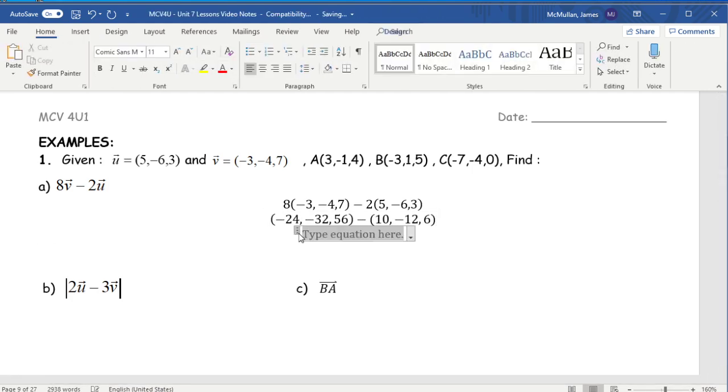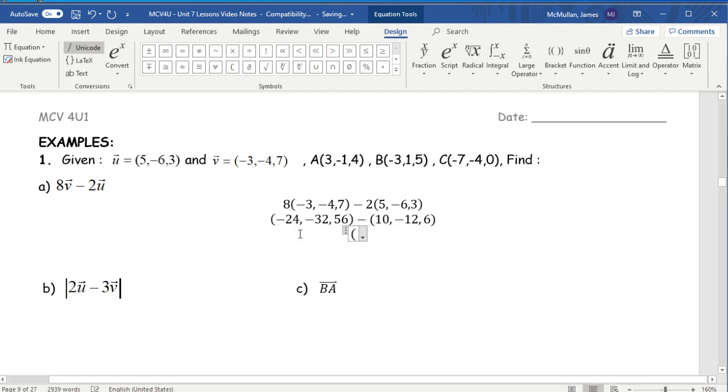Okay, and then I'm just going to subtract these 2 things. Negative 24 take away 10 is negative 34. Negative 32 take away negative 12 is negative 20. And 56 take away 6 is 50.